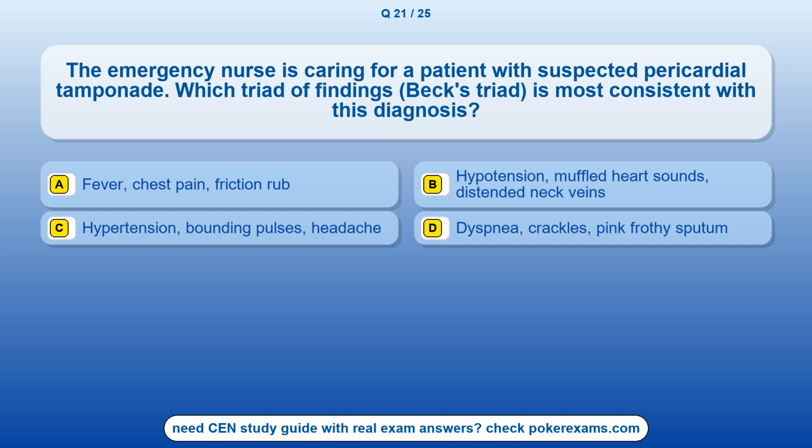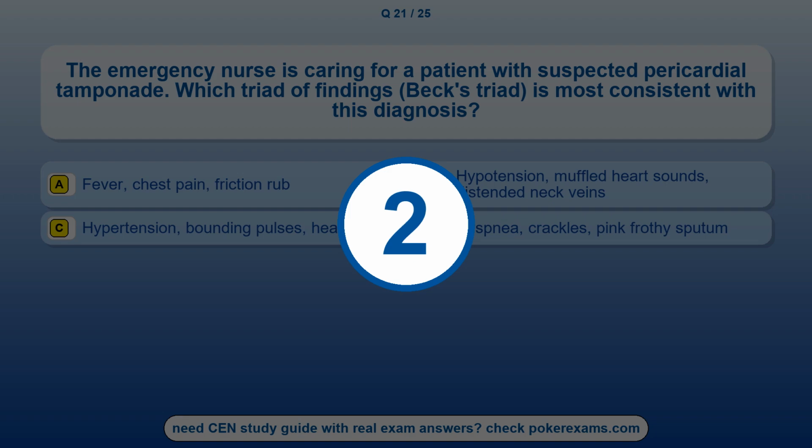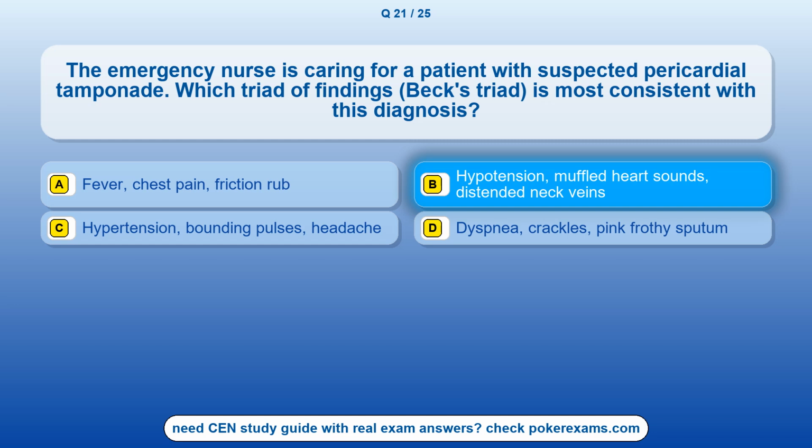Question 21. The emergency nurse is caring for a patient with suspected pericardial tamponade. Which triad of findings, Beck's triad, is most consistent with this diagnosis? Option A, fever, chest pain, friction rub. Option B, hypotension, muffled heart sounds, distended neck veins. Option C, hypertension, bounding pulses, headache. Option D, dyspnea, crackles, pink frothy sputum. The correct answer is option B, hypotension, muffled heart sounds, distended neck veins.